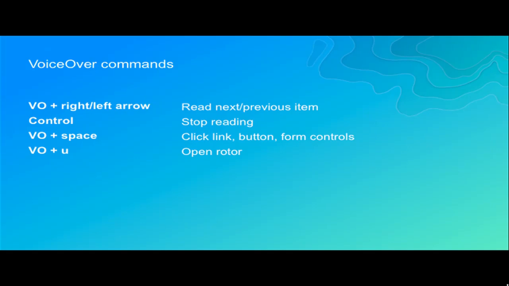Here I just talk about the basic commands I use when I use a screen reader. To go over a page with VoiceOver, you use the VoiceOver key plus the right and left arrow keys to read the next or the previous item. If you feel like the screen reader cannot stop talking, press the Control key to pause the reading. Then to click a link, button or form control, use the VoiceOver key plus space.